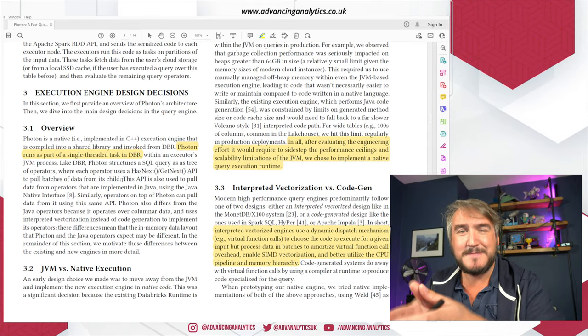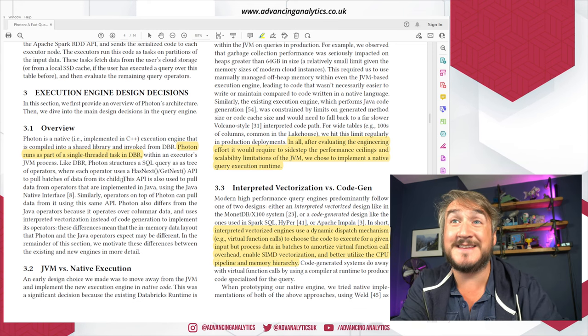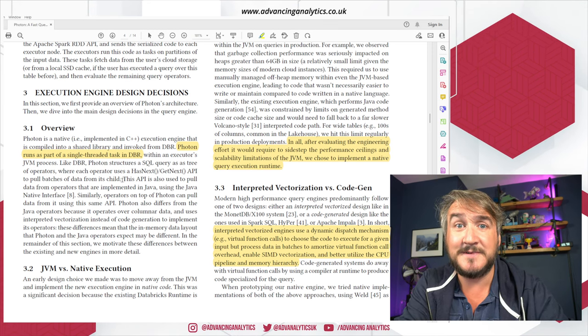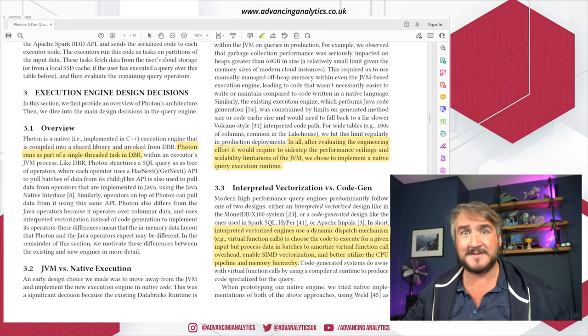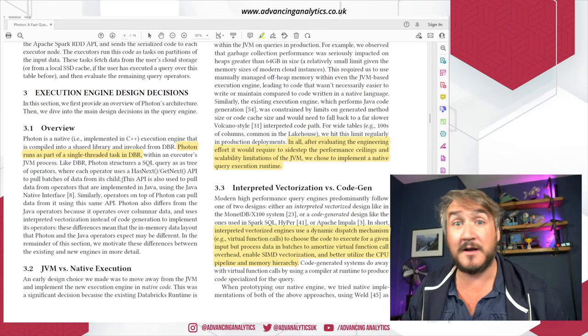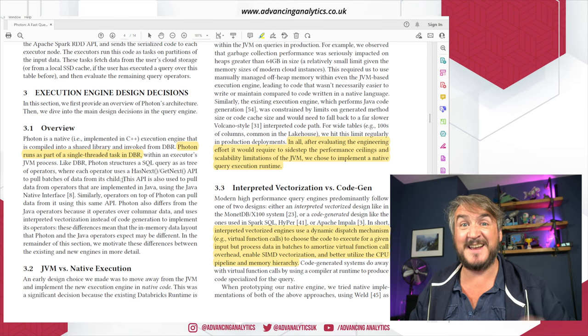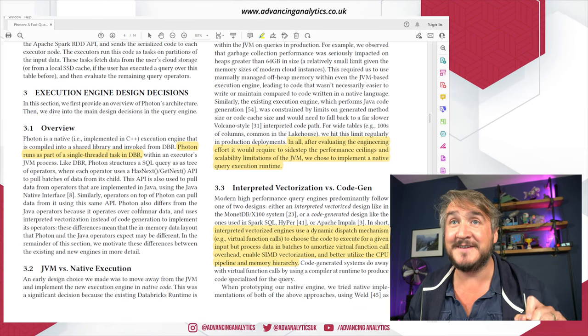So to nail that down, Photon runs as a single-threaded task in the Databricks runtime. So it's not replacing the parallelism. It's not replacing the drivers and executors and all of how we know the Spark architecture works. It's just saying, this is what happens when we actually try and run some code.